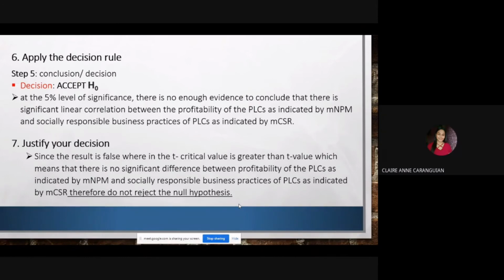Isn't it that the result is false? So, it means do not reject the null hypothesis. Isn't our hypothesis that there is no significant difference between the profitability indicated by MNPC and MNCSR? So, it means that our hypothesis, the null hypothesis, is true. Okay?